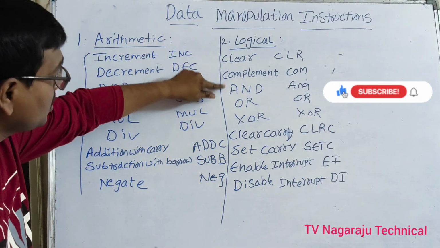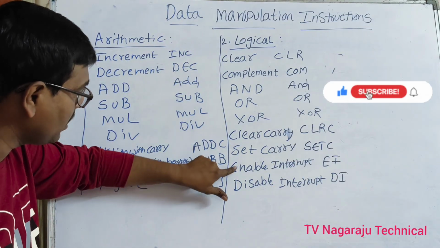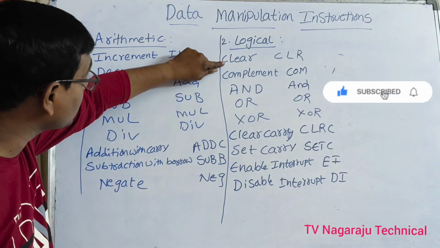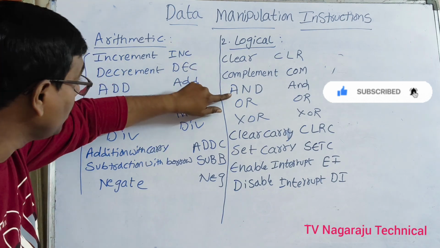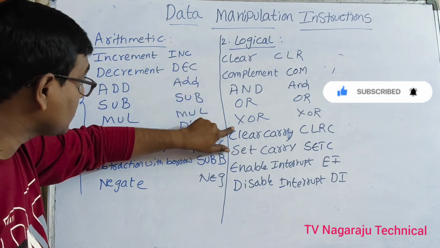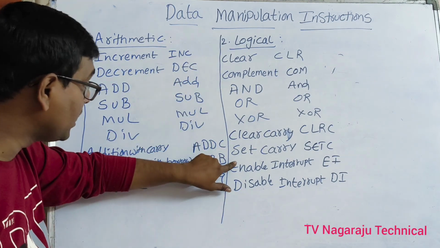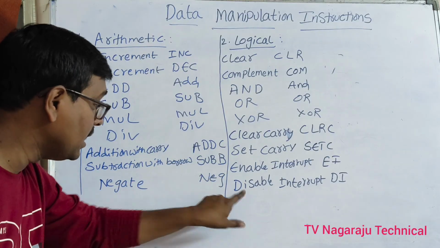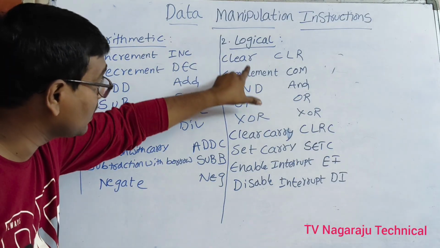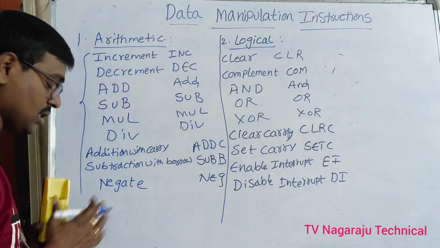So what are the instructions? 3, 4, 5, 6, 7, 8, 9. Clear, complement, AND, OR, XOR, clear carry, set carry, enable interrupt, disable interrupt. These are the different logical operations.